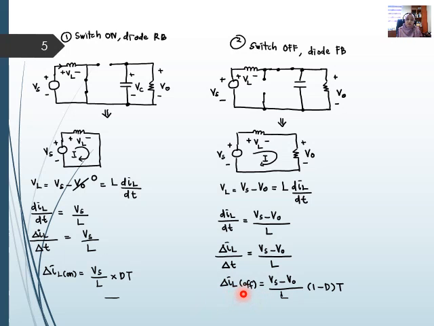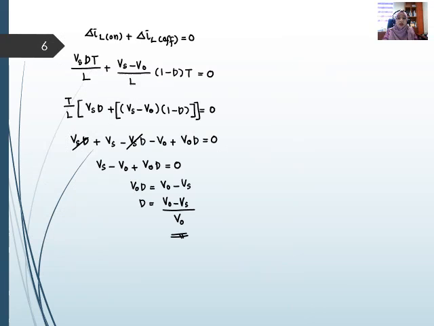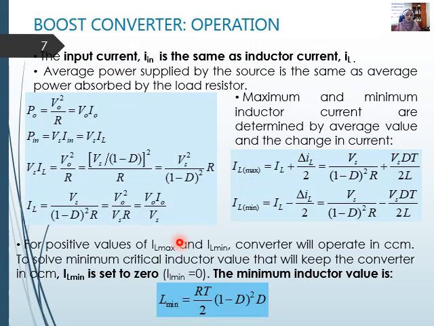So delta IL when the switch is off will be equal to (Vs minus V naught) over L multiplied by (1 minus D) times T. Right, so once we get these two equations, we just equate them together to equal zero. Then we look for the similar terms and try to simplify the equation further until we reach this final equation here, which is your duty cycle D equals (V naught minus Vs) over V naught. Right, okay. Once we get the duty cycle equation, now we can find the rest of the equations.